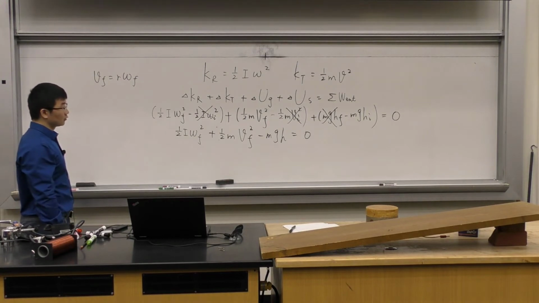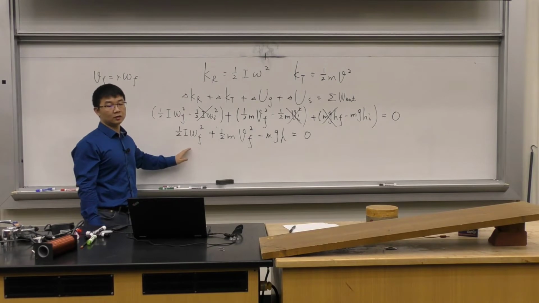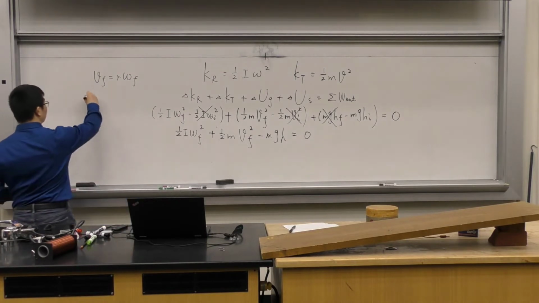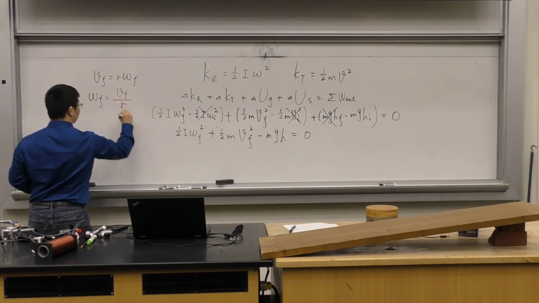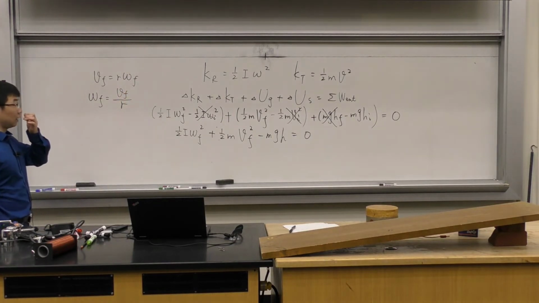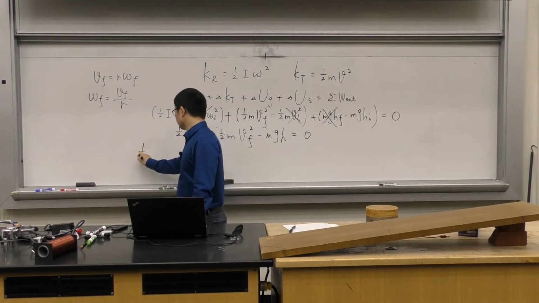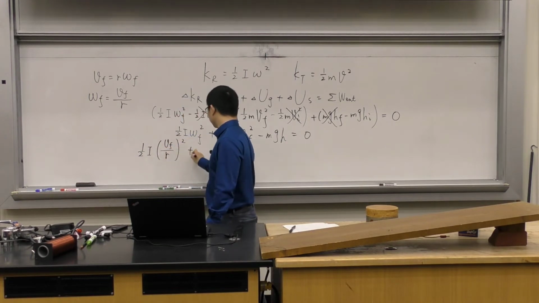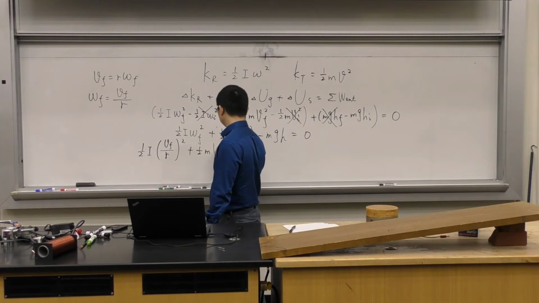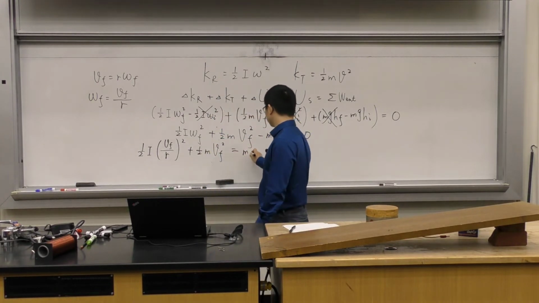So which one do I want to find? I want to find vF. So let's just get rid of omega F. I don't need the omega F in the problem. So the angular speed at the end is going to be vF divided by r. Then you see that this is going to become one equation with one unknown: I over vF r squared plus 1/2 m vF squared, and then move this term to the right, mgh.